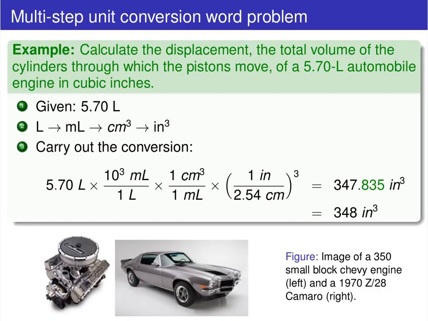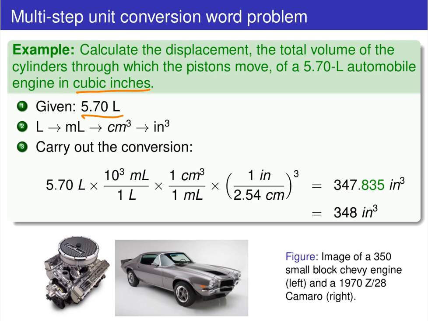All right, so now let's do a sample problem that involves multi-step conversion and dealing with volumes. I want you to calculate the displacement, in other words, the total volume through which the pistons in the cylinders move in an automobile engine for a 5.70 liter engine, and then we want to convert that to cubic inches. So we're given a volume in liters. We want to end up in cubic inches.